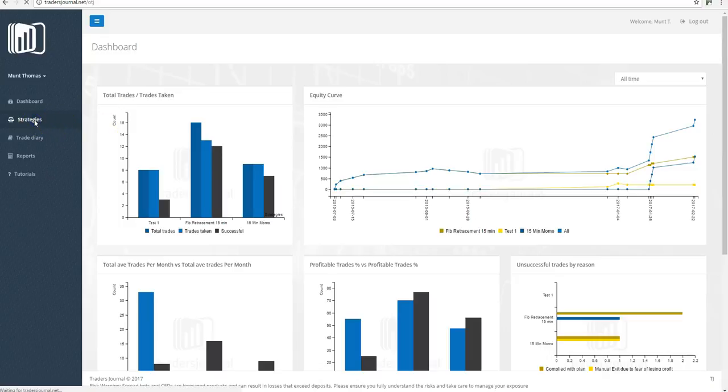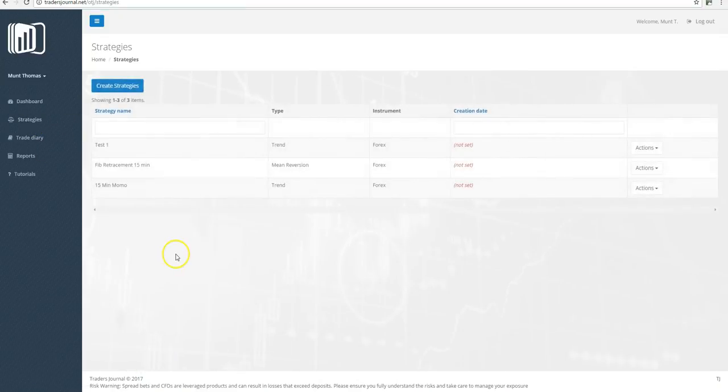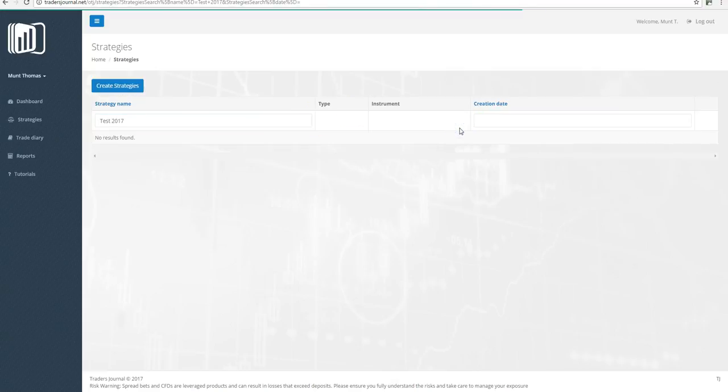So we're going to just click on strategies. You can see here some of the strategies that have already been put into my platform, and we want to create a new one. So it's very straightforward. Either you can click here, put the strategy name in here, test 2017, creation date in here, etc., etc., or you can click here, create new strategy.